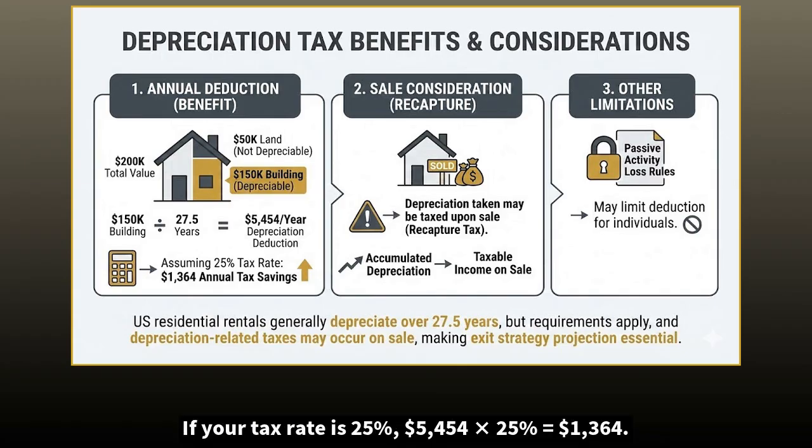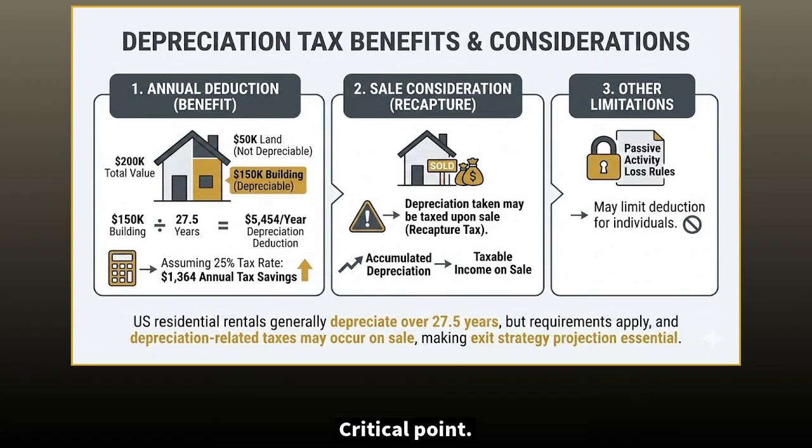If your tax rate is 25%, $5,454 times 25% equals $1,364. That's $1,364 in annual tax savings. Critical point. This is a paper loss. No actual cash has left your pocket, but your taxes decrease.